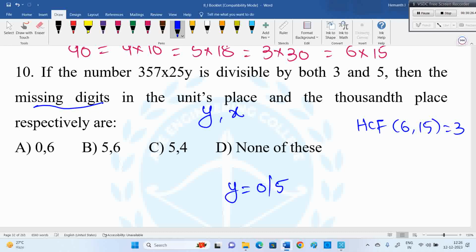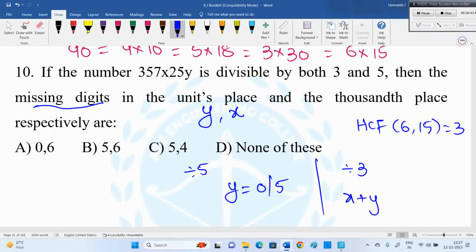Okay, what we'll do, we'll put 0 one time, or else fine, let y be 0 or 5. This is regarding the divisible by 5 rule. Then divisible by 3 rule means sum of digits. Put x and y as they are, take the sum of digits, what will happen?